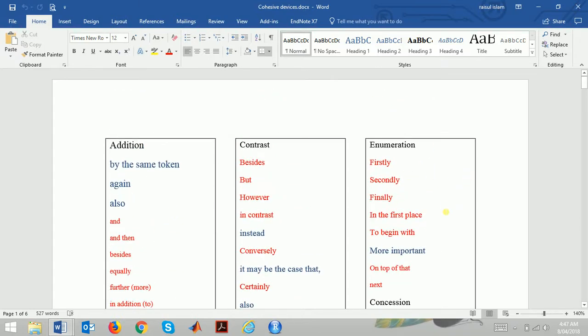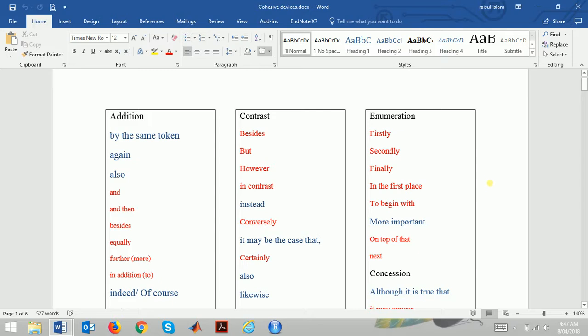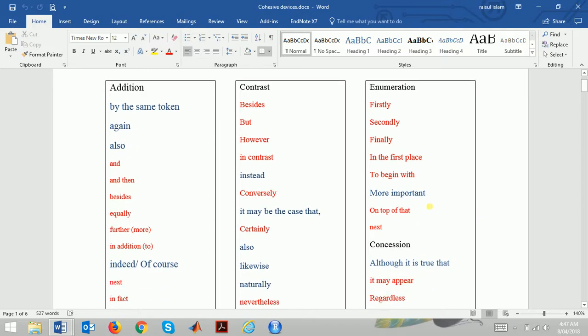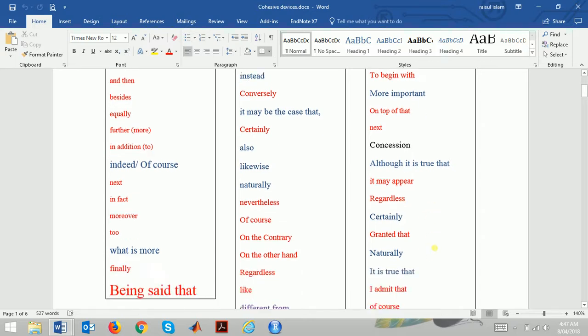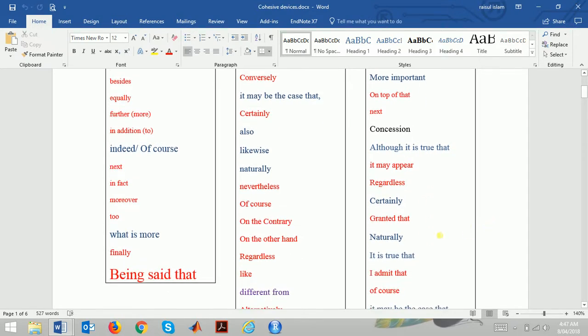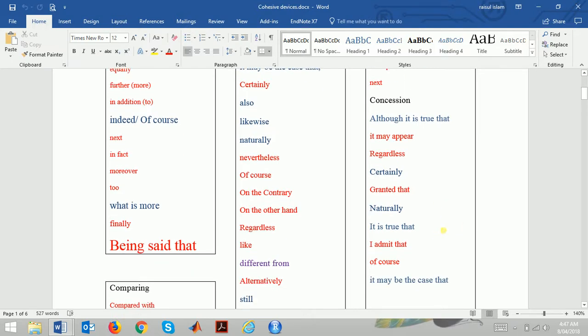Enumeration: firstly, secondly, finally, in the first place, to begin with, more important, on top of that, next. Concessions: although it is true that, it may appear, regardless. By concession we mean that though something seems correct, it might not be correct, such as in hindsight. Also: certainly, granted that, naturally, it is true that, I admit that, of course, it may be the case that. Concession means agreeing.